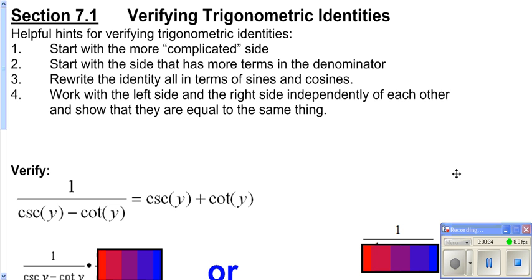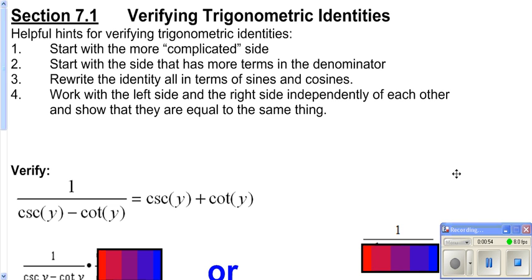Sometimes the easiest way or the only way that you might be able to see how to do something is to rewrite everything in terms of sines and cosines. Or you may choose to work with the left side, get it worked down to something, and then come back and choose to work with the right side to try to come down to the same thing.